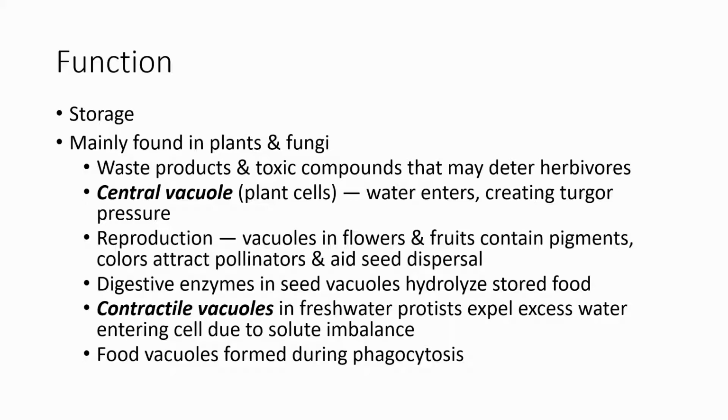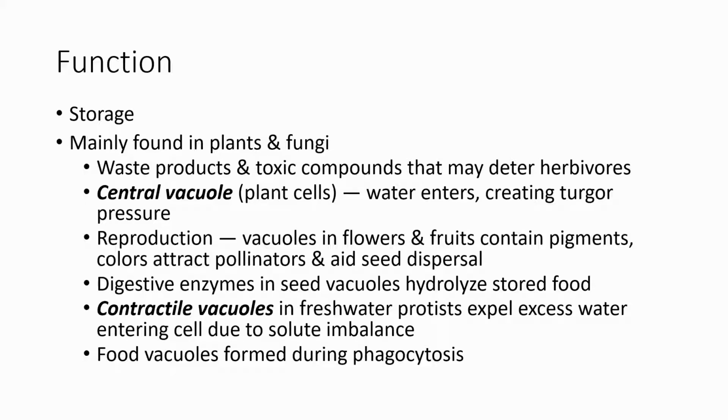Plant cells have a central vacuole where they store water. This water has a purpose. It helps keep the cell what we call turgid, meaning full of fluid, and we're going to talk about the importance of that more when we talk about cell transport in Unit 3. They can also be useful to contain pigments and things like that in the reproductive organs of plants. In seeds, they can contain digestive enzymes, so that it makes it easier for them to break down the stored fuel that they have.